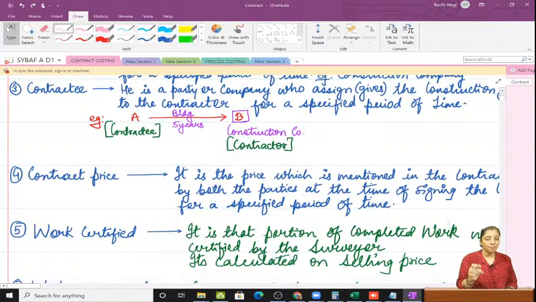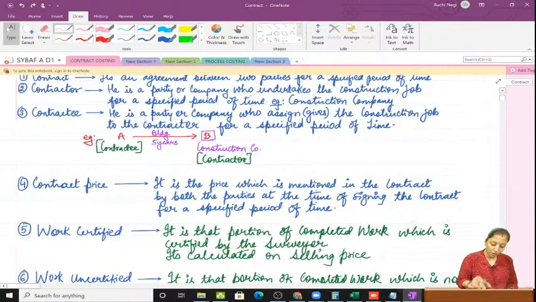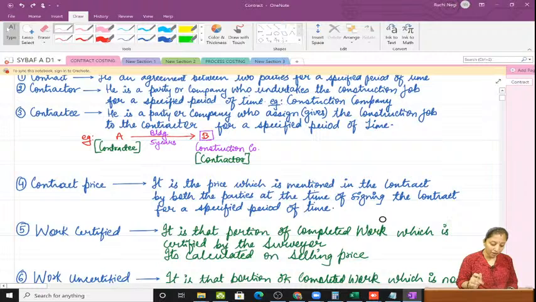I just gave you an example of C plus P equal to S. The contract price is nothing but the selling price which is quoted by the construction company. It is the price which is mentioned in the contract by both the parties at the time of signing the contract for a specified period of time.